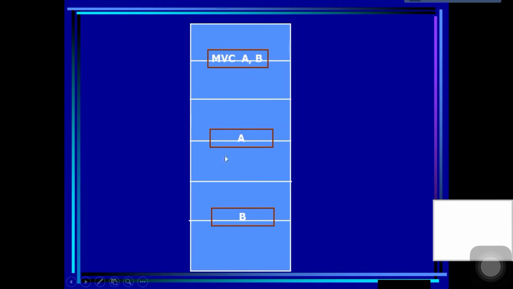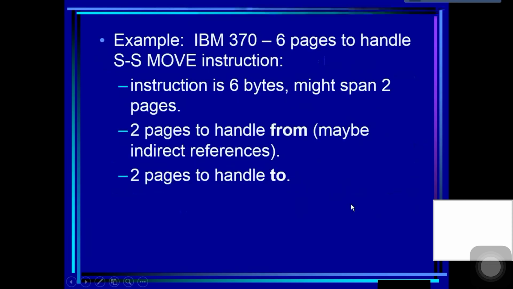Of course, in this example, we say it will require at least 6 pages in the worst case. Maybe A, B, and also the instruction itself are all in one page. Of course, this is the best situation. But as the operating system allocates frames to the process, it must consider the worst case.